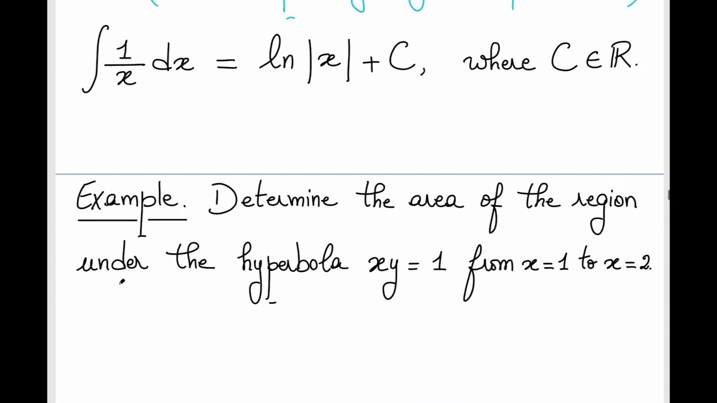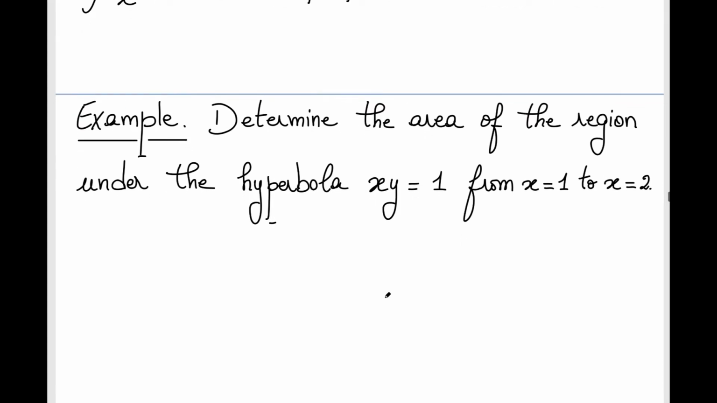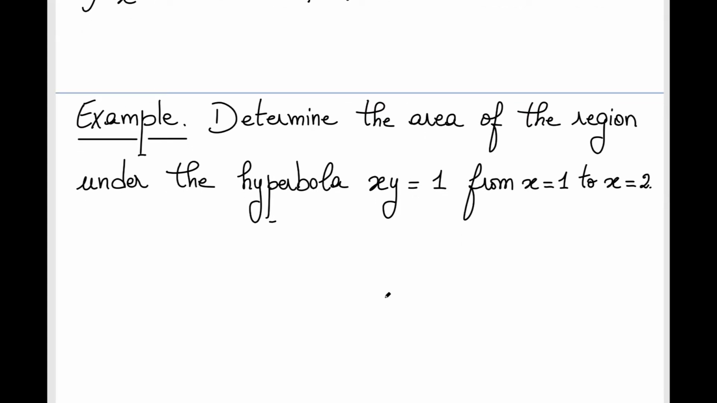Determine the area of the region under the hyperbola xy equals 1 from x equals 1 to x equals 2. So how do you graph this function, this hyperbola, a piece of it, just from 1 to 2? Well, this is the same function as y equals 1 over x, right? This is y equals 1 over x, as long as x is not 0.